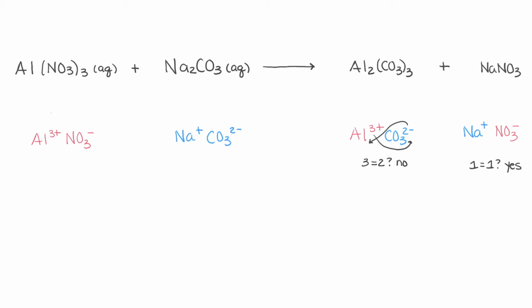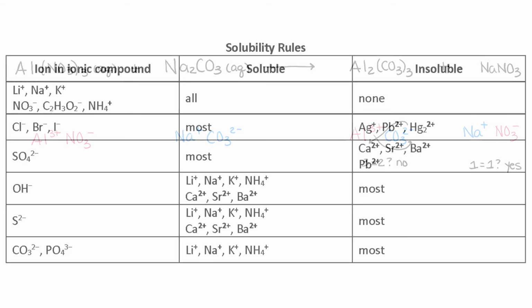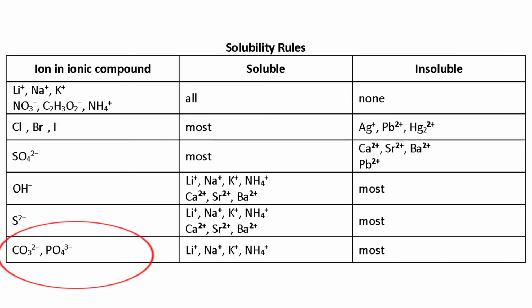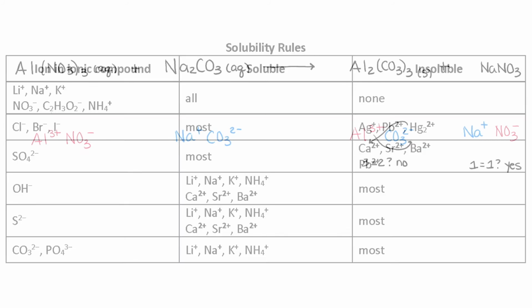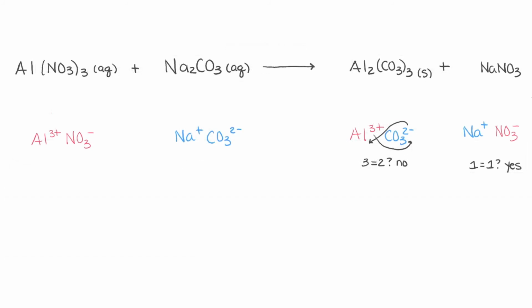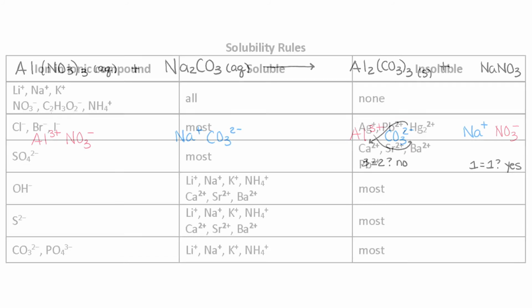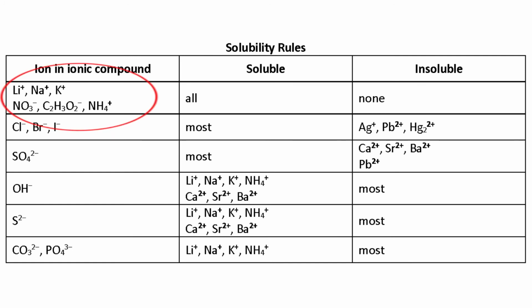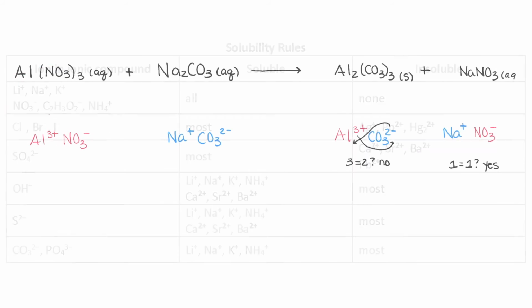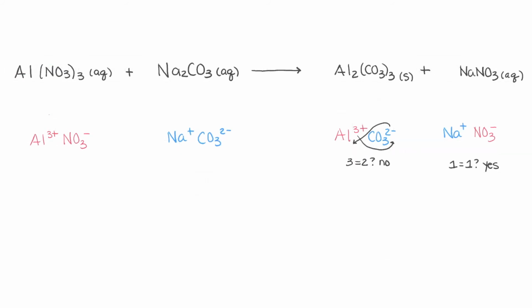Now we'll use our solubility rules to identify the phases of our product compounds. For aluminum carbonate, we locate carbonate on the solubility rules. We move over and we see that most carbonates are insoluble, and aluminum is not an exception. So the phase here is S for solid. For sodium nitrate, we notice that all sodium compounds are soluble and there are no exceptions. So this phase is aqueous.